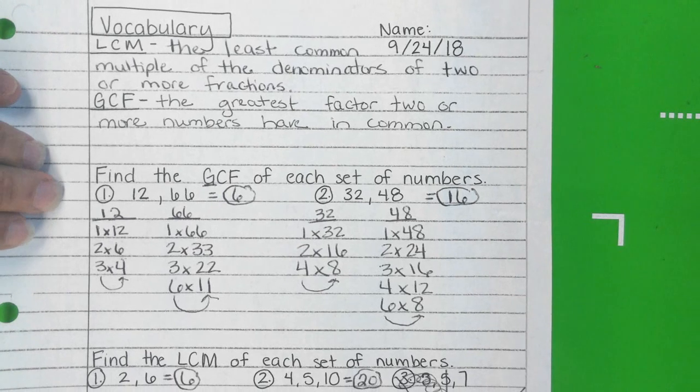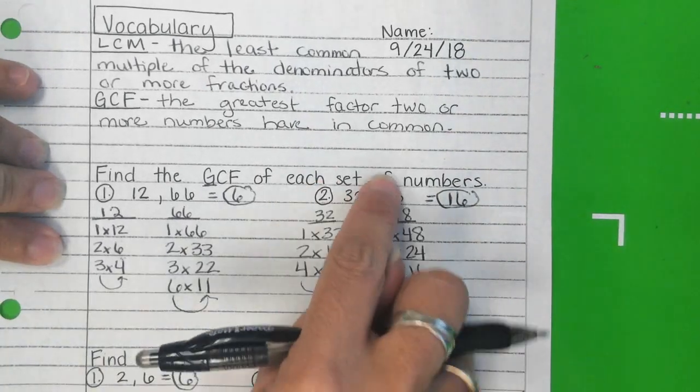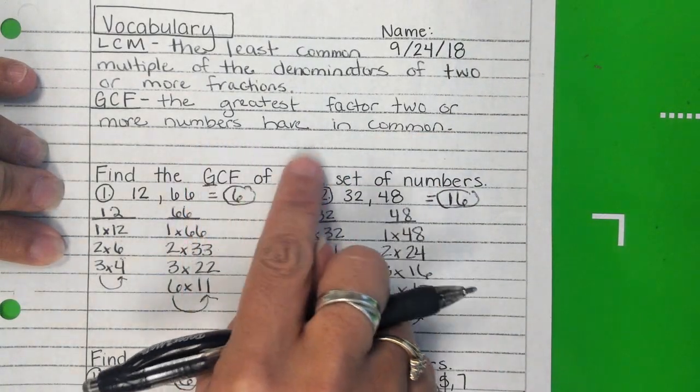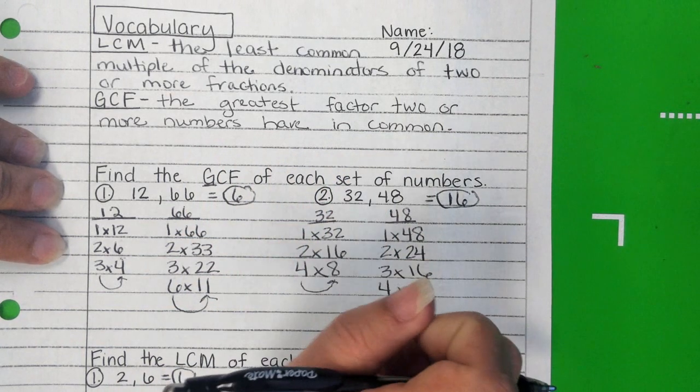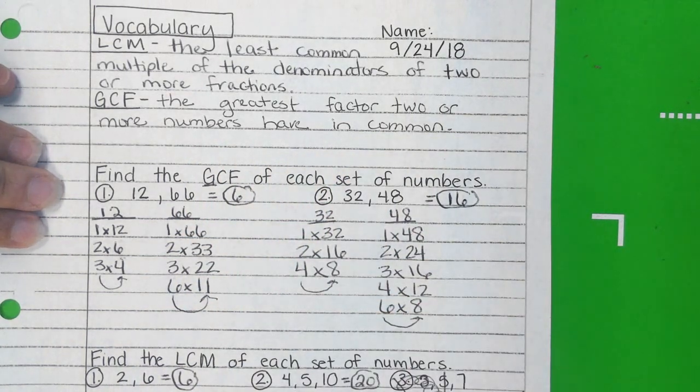I got a definition for GCF, finally. Here we go. GCF definition. The greatest factor two or more numbers have in common. That factor, that multiplication table.